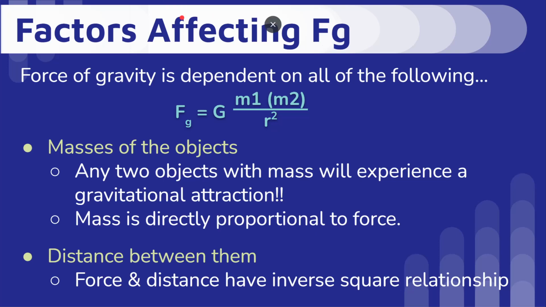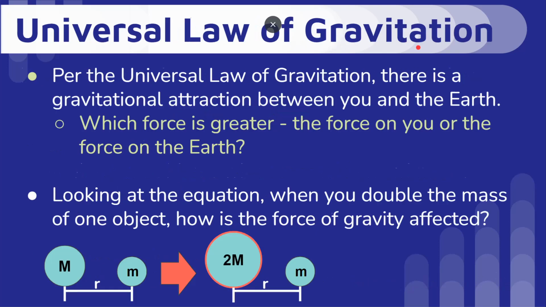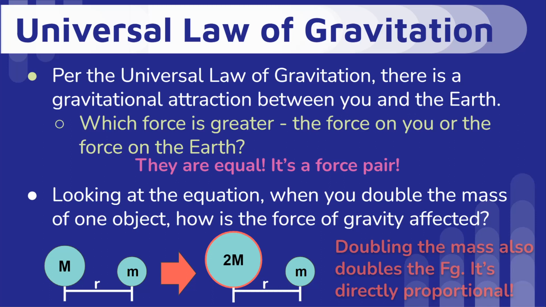Okay, so again, you need to be able to answer questions about those types of proportional reasoning, like this one. Okay, it says, which force is greater, the force on you or the force on the earth? We already answered this in the warm-up question. They are equal. It's a force pair. Okay, but look at the equation you wrote down in your notes, or at least hopefully you wrote it down in your notes. When you double the mass of one object, how is that force of gravity affected? What did we say? I just said this. Yeah, it doubles. Okay, it doubles because we have a directly proportional relationship. So be able to answer this type of question. Doubling the mass also doubles Fg. It's directly proportional.